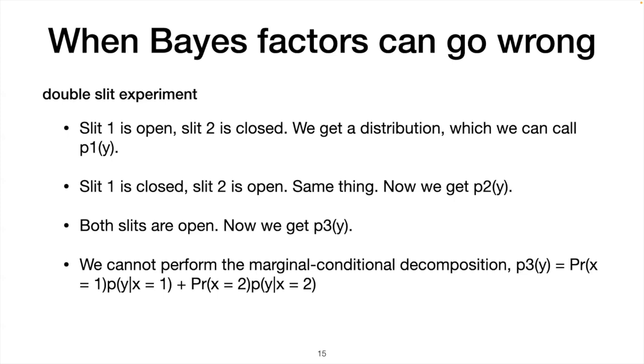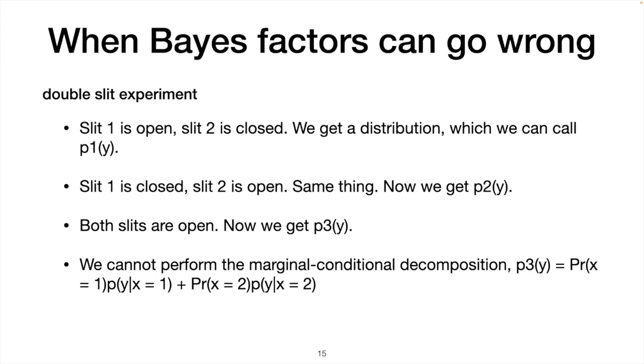On the screen, you have an image, which is a distribution. Now if slit 1 is open and slit 2 is closed, you have one image. Call it P1. Now slit 1 is closed and slit 2 is open. You do the experiment again, you get another image. That's P2.